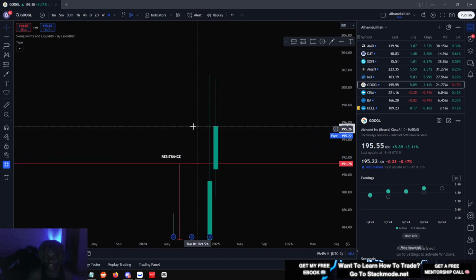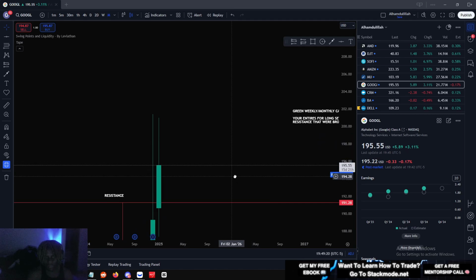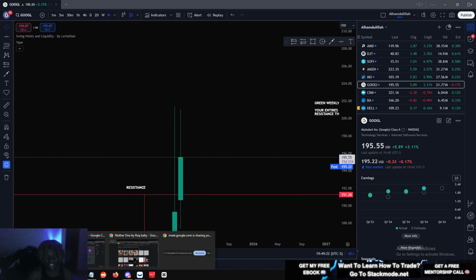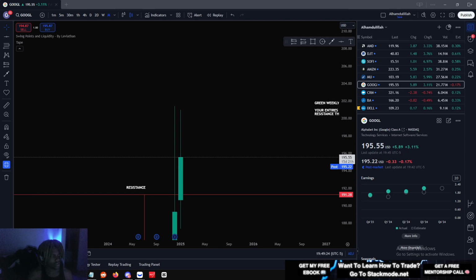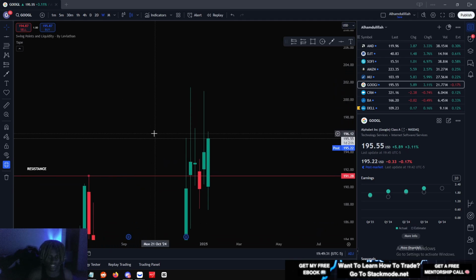Now, remember, we start off on our monthly. And it's a green candle. So instead of it being red and us looking for supports to get touched, we're going to be looking for resistances to get touched. So, start off on the monthly. Now let's go weekly. And remember, we're going to be looking for resistances. So there's a resistance right here, right? Cool. Let's see where else there's one.